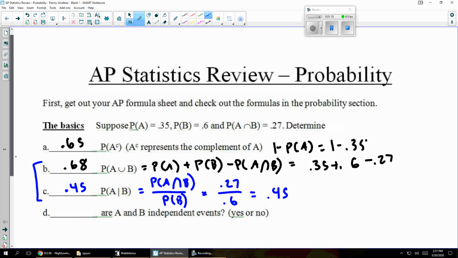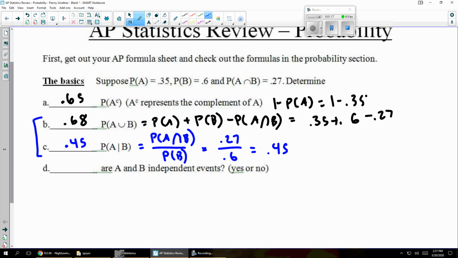And then letter D says, are they independent? Well, if they're independent, then the probability of A is the same as the probability of A given B. So we'll check that out. The probability of A was 0.35. We just found the probability of A given B is 0.45. Those are not the same, so they are not independent.